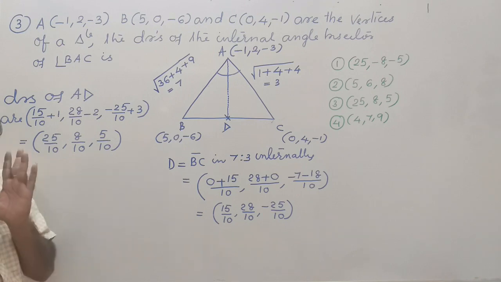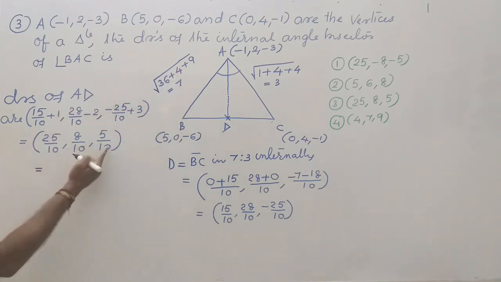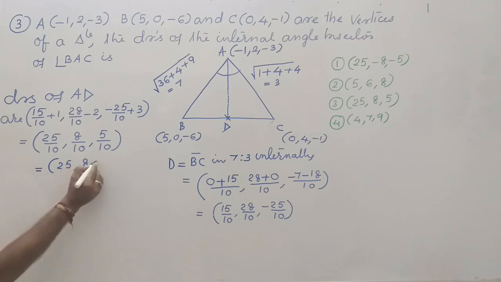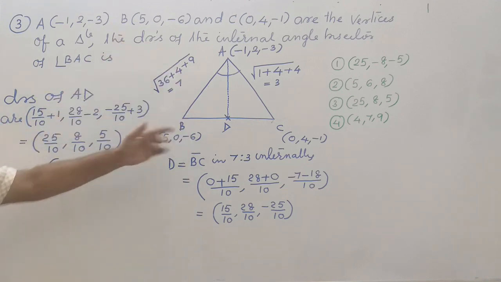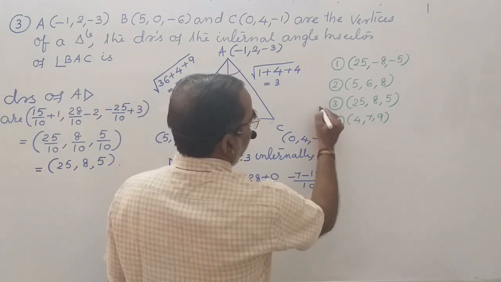I said there are infinite DCs for a line. So any proportionate values can represent DRs of the same line. So I obtained these numbers by watching the options. In all the three numbers, 10 is there in the denominator. I can cut 10 because proportionate values also represent DRs of the same line. Therefore, the DRs of the given line, this angle bisector, are 25, 8, 5. So therefore it is the third option.